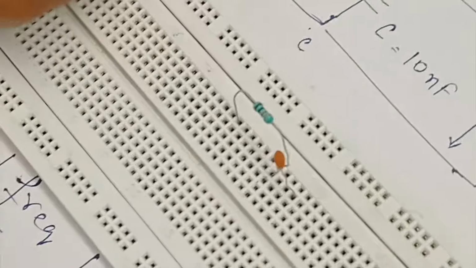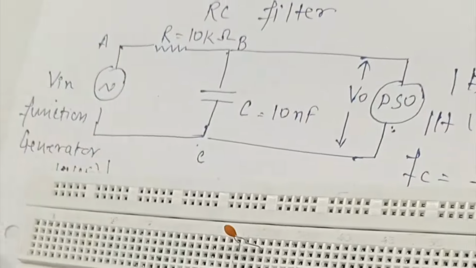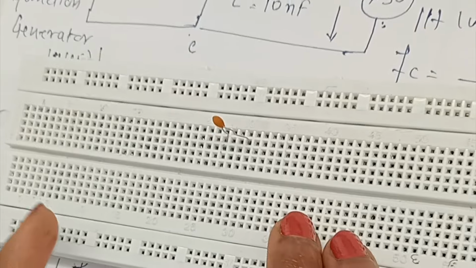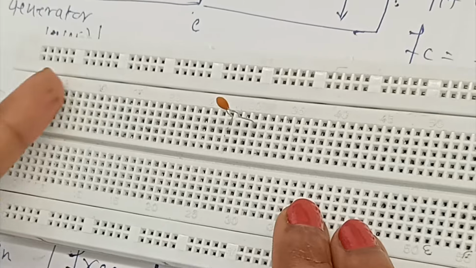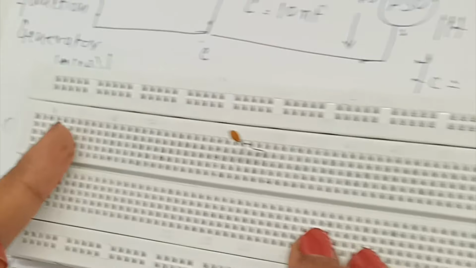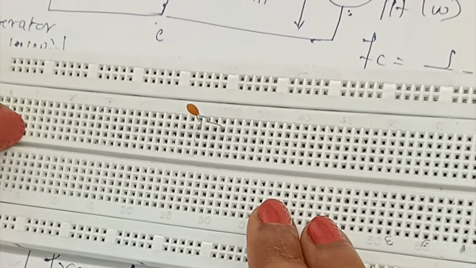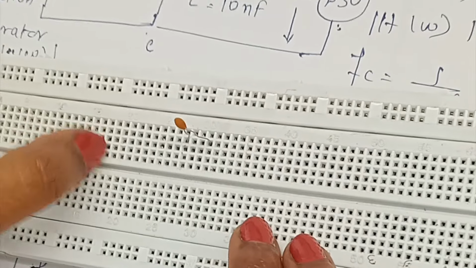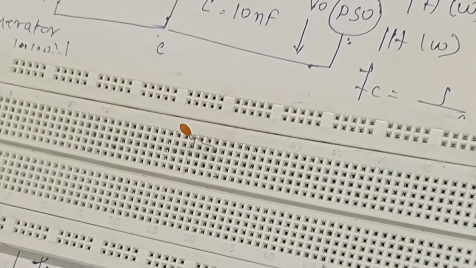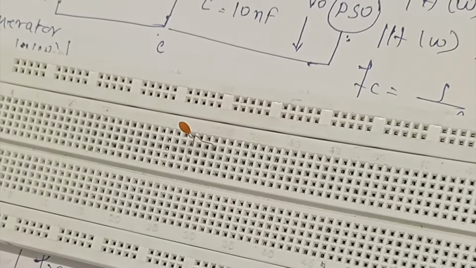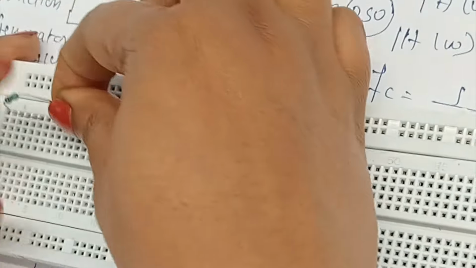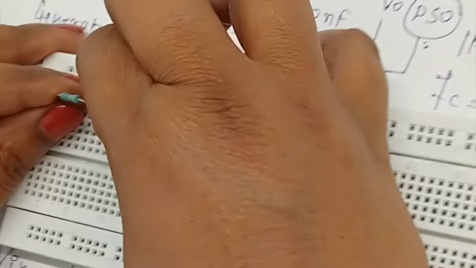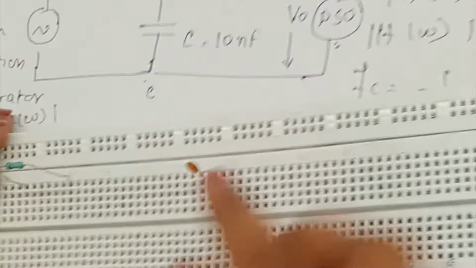We need to design this circuit. We need two components, resistance and capacitance. This is the resistance which we have to connect between A and B. Before we do this connection, we need to first understand how this breadboard has been designed. These vertical holes are interconnected. So we can take all these holes as node A, all these as node B, and all these holes as node C. When I want to connect resistance between A and B, I will simply insert the legs of this resistance in A and B.